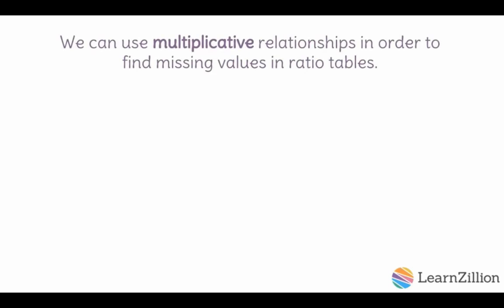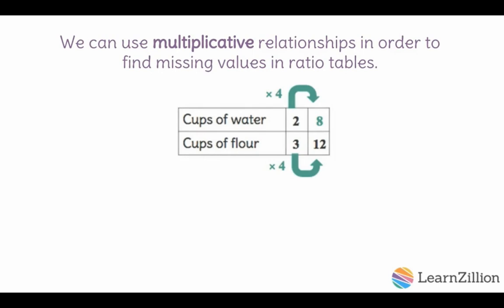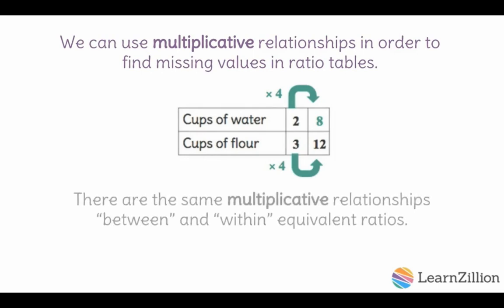We can use multiplicative relationships in order to find missing values in ratio tables. There are the same multiplicative relationships between and within equivalent ratios.